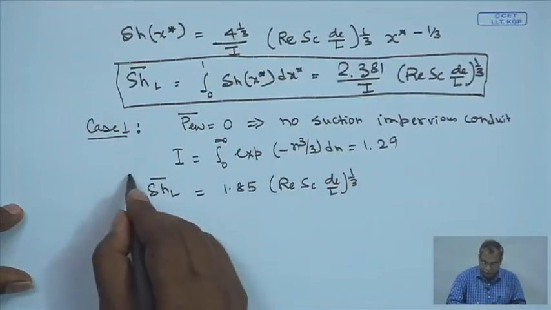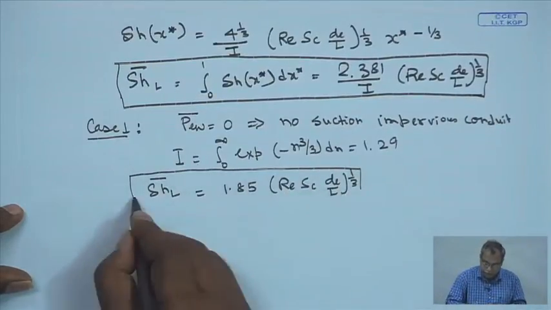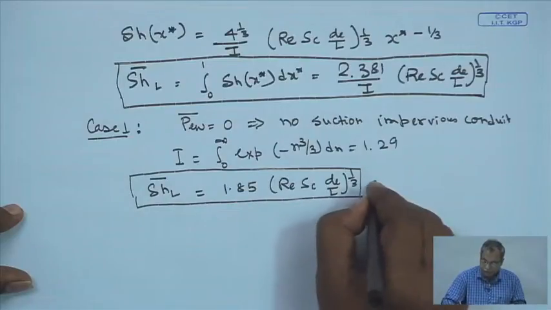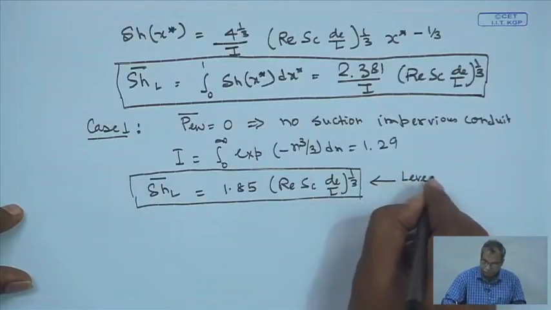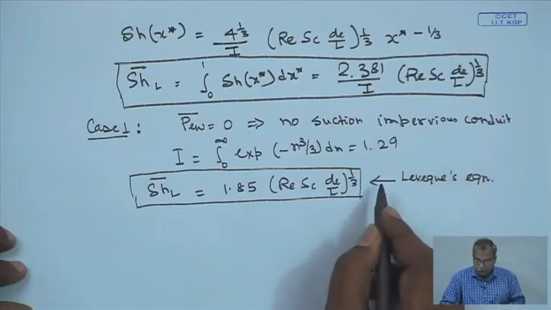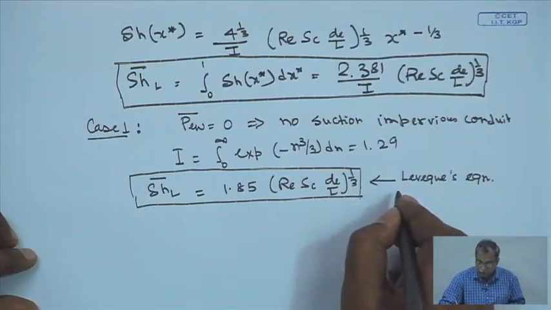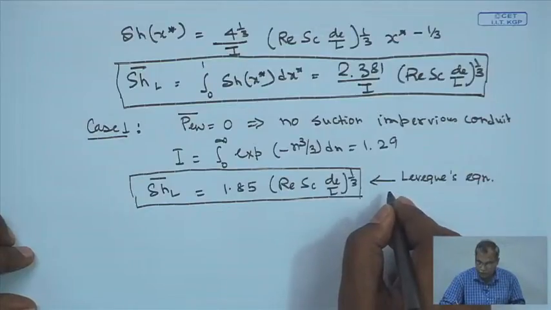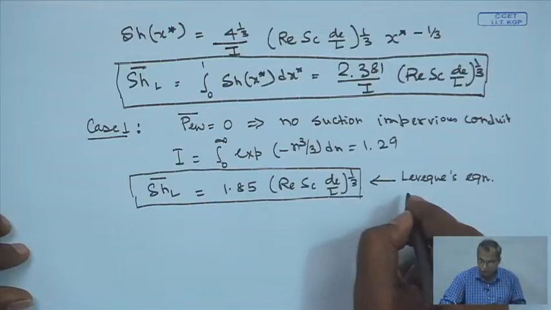Now, if you recognize this equation, this is nothing but the Leveque equation, which comes from the heat and mass transfer analogy for the impervious conduit. So, we get back the Leveque equation if we put wall suction equal to 0, or the suction parameter lambda equal to 0, when there will be no permeate flux coming out of the system.